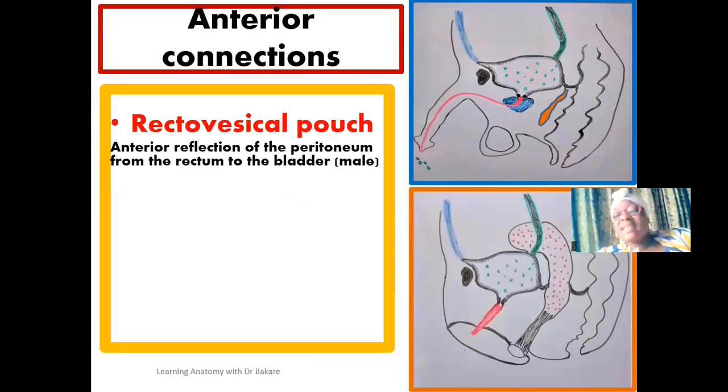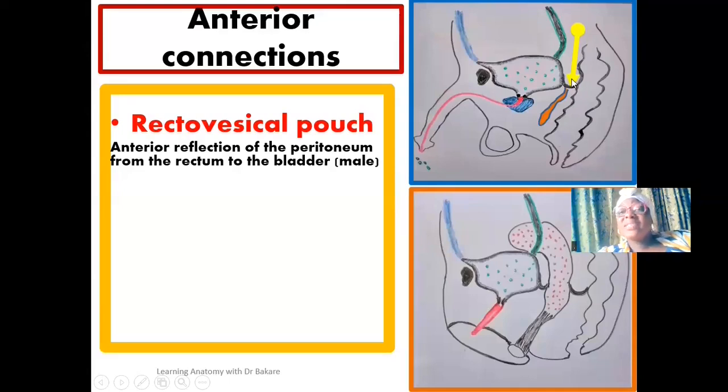We have tried to establish on this channel that when we see name composites, all we need to do is to break the name down. So breaking this name down, it means the pouch that is created between the rectum and also the urinary bladder. The urinary bladder is the vesicle. So this is the rectovesical pouch. And this is an anterior reflection of peritoneum that is seen from the rectum connecting to the urinary bladder.